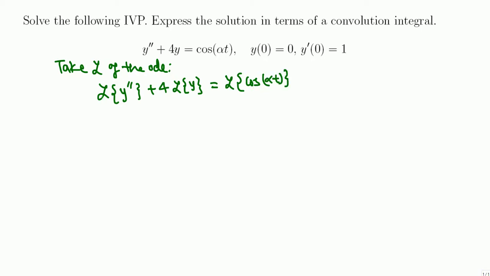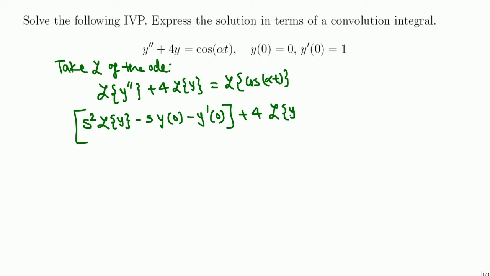Now using the table we can find Laplace of y double prime is s squared Laplace of y minus s y 0 minus y prime 0. Okay, that's the first part, plus 4 times Laplace of y, just L y, equals Laplace of cosine alpha t.